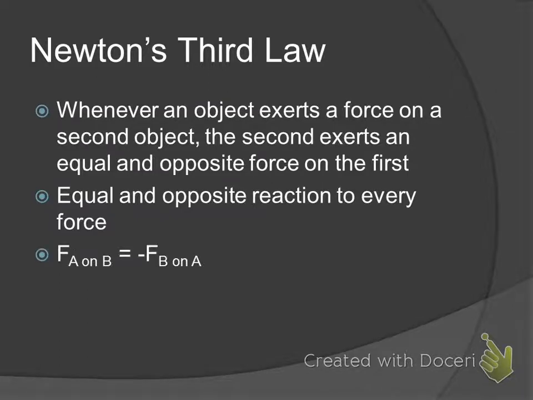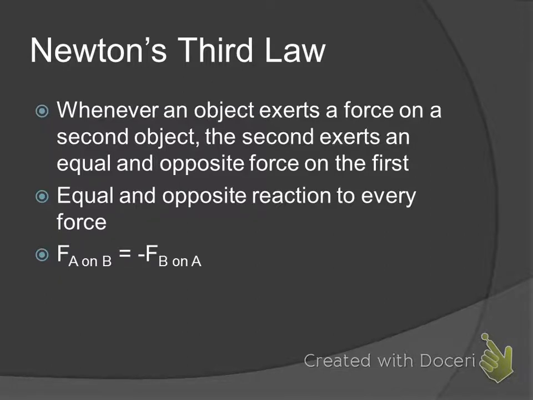You can label these two forces, whether it's force of object A on object B, or you could just put A, B, or however you want to label it, 1, 2, is equal to the negative force of object B on object A. So whenever I exert a force on an object, that object's going to exert an equal and opposite direction force back on me.